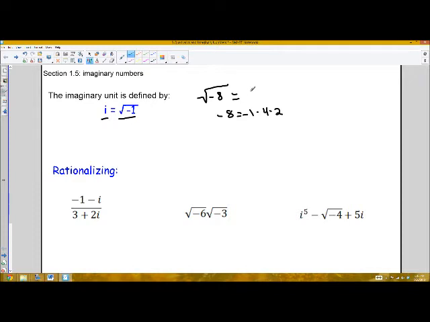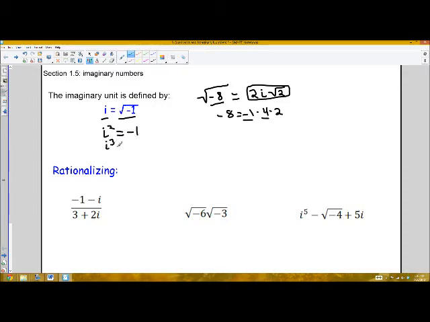The square root of 4 is 2, the square root of -1 is i, and then I'm left with a square root of 2 still in that expression. So I can reduce now values that have square roots of negative numbers. As a result of this definition too, we can look at higher powers of i, such as i squared, which would be the square root of -1 squared, or -1.